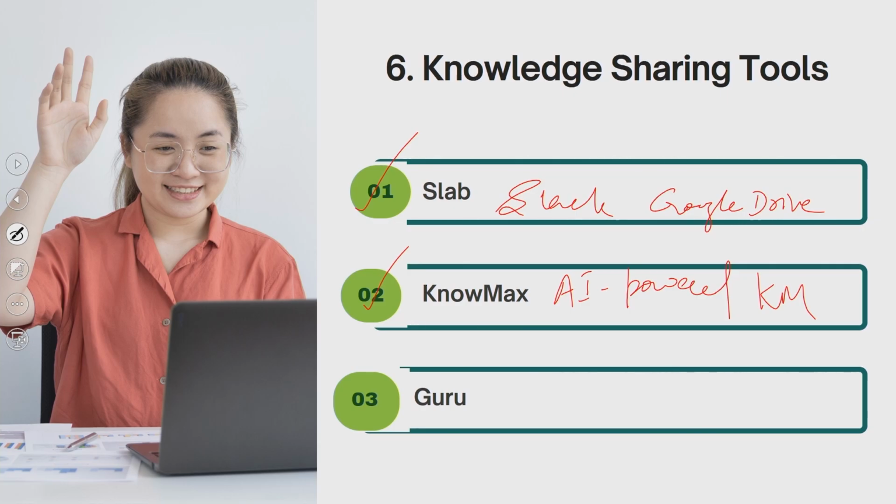The third significant knowledge sharing tool would be Guru. Please note, Guru is also an AI driven knowledge management tool that delivers verified information directly within workflows, ensuring teams have access to accurate data when needed. So please note, a browser extension could be there which enables access to information from any web page. That's the beauty of it. There could be integration with platforms like Microsoft Teams or Slack for seamless knowledge sharing as in previous cases.